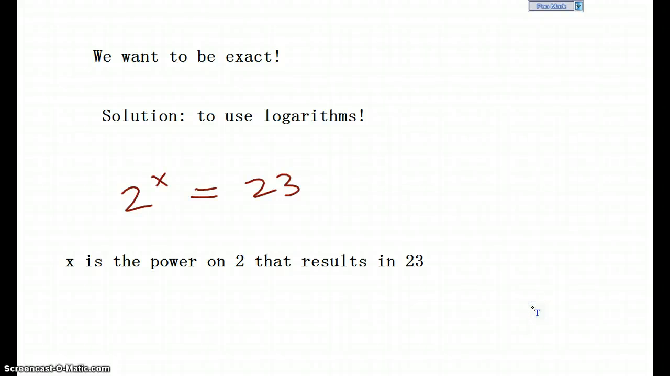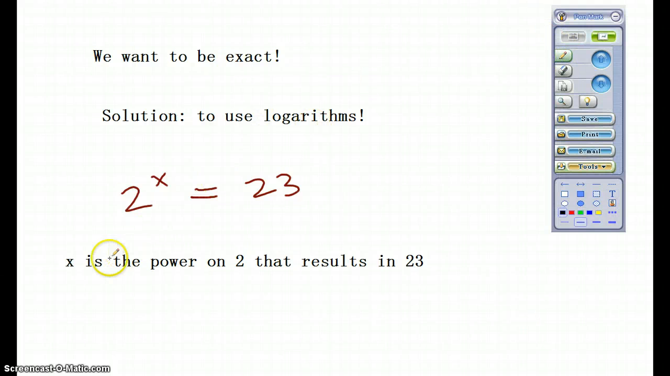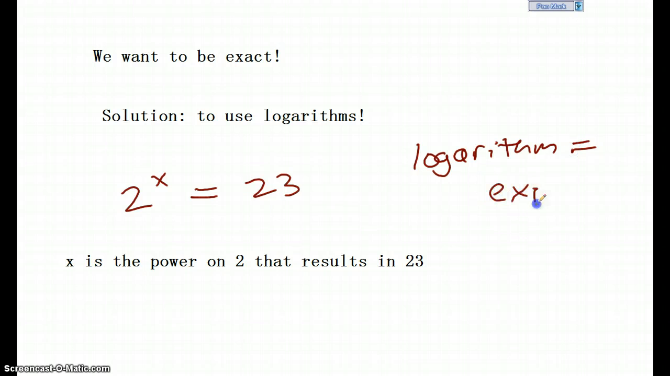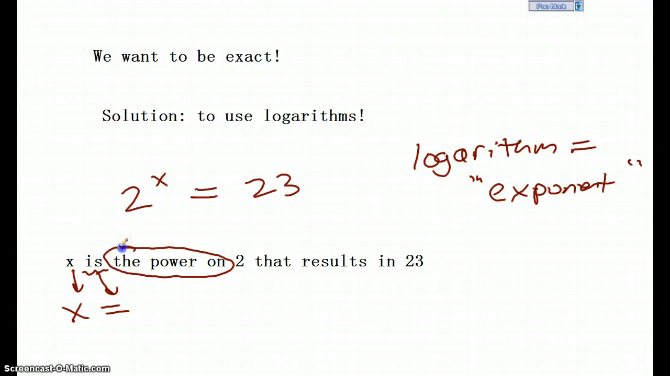Okay, well, in mathematics, we don't like to use too many words. We would hope to kind of convert this into symbols. Well, a logarithm, our definition of the word logarithm is just another way to say exponent. Okay, so here's what we'll say. X is, that takes care of that and that, is the equal sign. Now the power on, I'm going to call that the logarithm, because by definition, a logarithm is an exponent. All right, so we could also have said x is the exponent on 2 that results in 23.